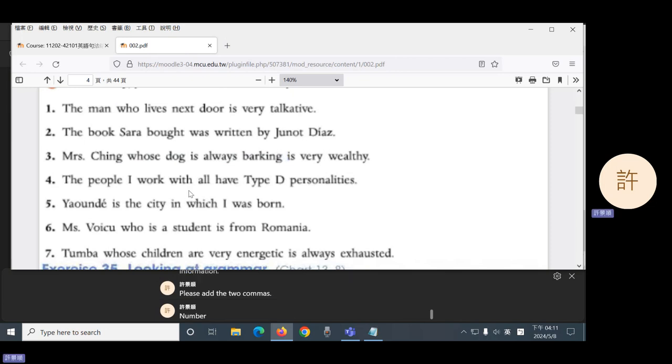Number four, the people I work with all have type D personalities. Again, the that is gone or who is gone, so you can't add commas.